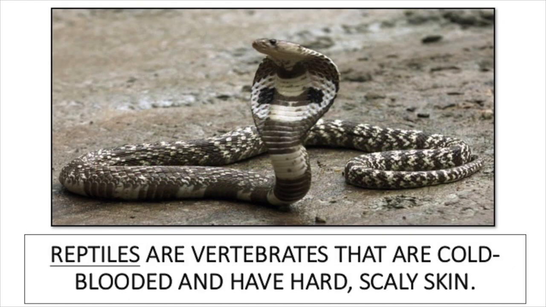Reptiles are vertebrates that are cold-blooded and have hard, scaly skin. Yes, what type of reptile is this? Does anybody know? Snake. Do you know what type of snake? This is a king cobra. Yes, look at its neck, how it has this hood on its neck. And that's how we know it's a king cobra.